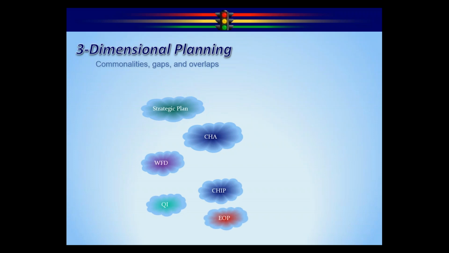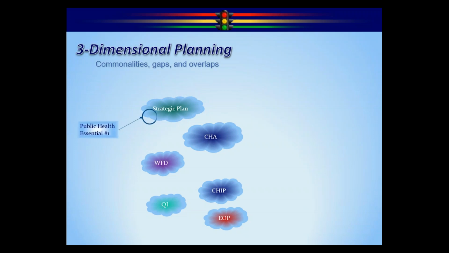Three-dimensional planning. Kind of, I guess, more or less a future thing. As you guys get all these plans implemented in the system, it's nice sometimes to look across all the different stuff that you have in the system for commonalities. Where do we have gaps between plans where we're not doing things? Where do we have overlaps? And that's what three-dimensional planning is all about.